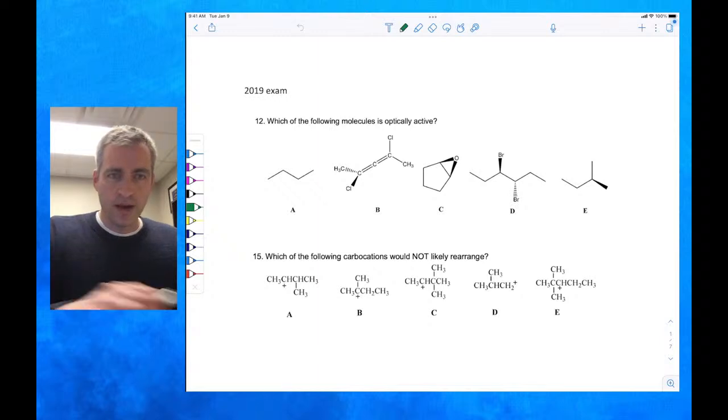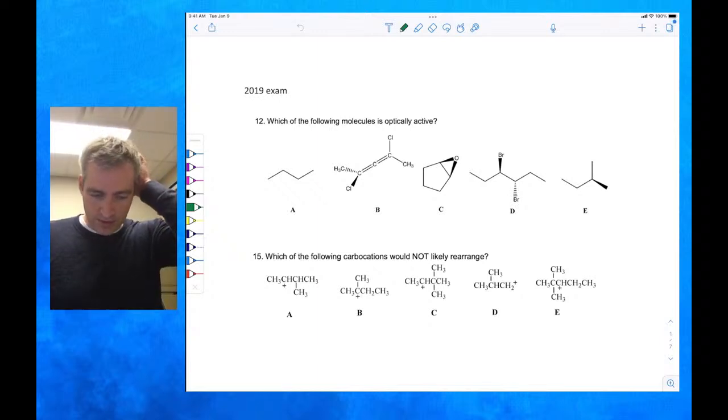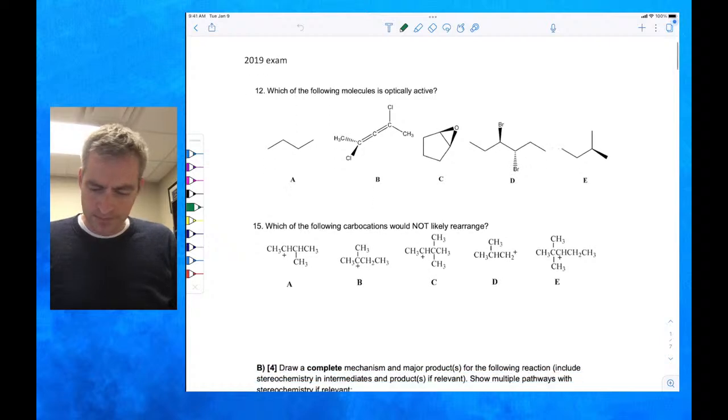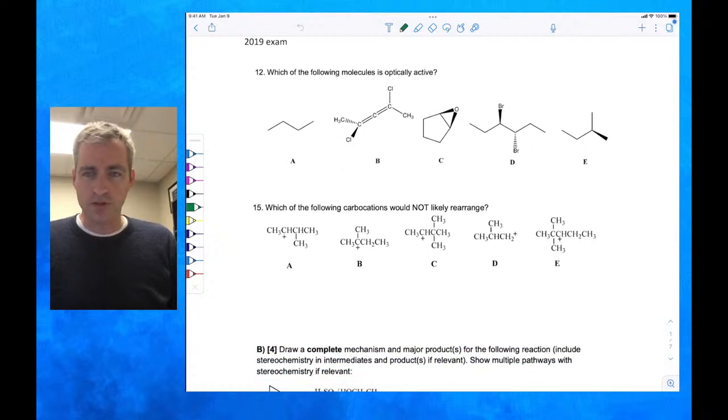Okay, so I'm going to jump right in. The first question I was asked was from the 2019 exam. Actually, I don't even know where these are from. They're sort of just copy and pasted. Some were just submitted to me as screenshots, so they came into my PDF here as screenshots. The first question says, which of the following molecules is optically active?